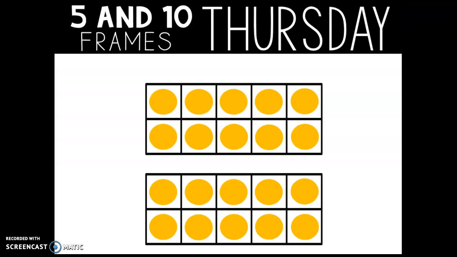Okay, how many were there? 20, right. If you take both of those, you can count by 10s. You can go 10, 20. Because they're full. 10, 20. 20 was our answer. All right, let's look at our next 10s frame.